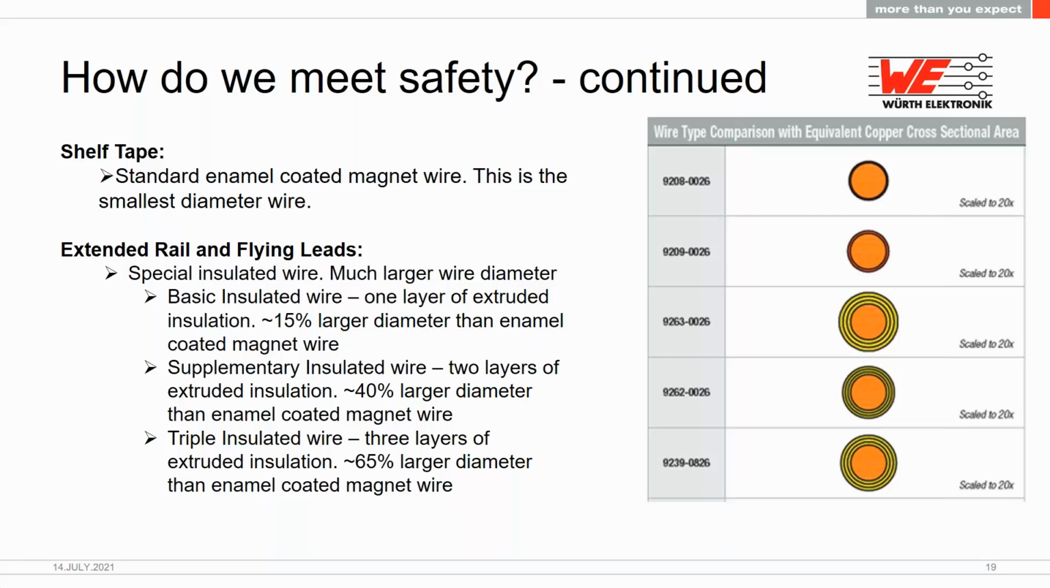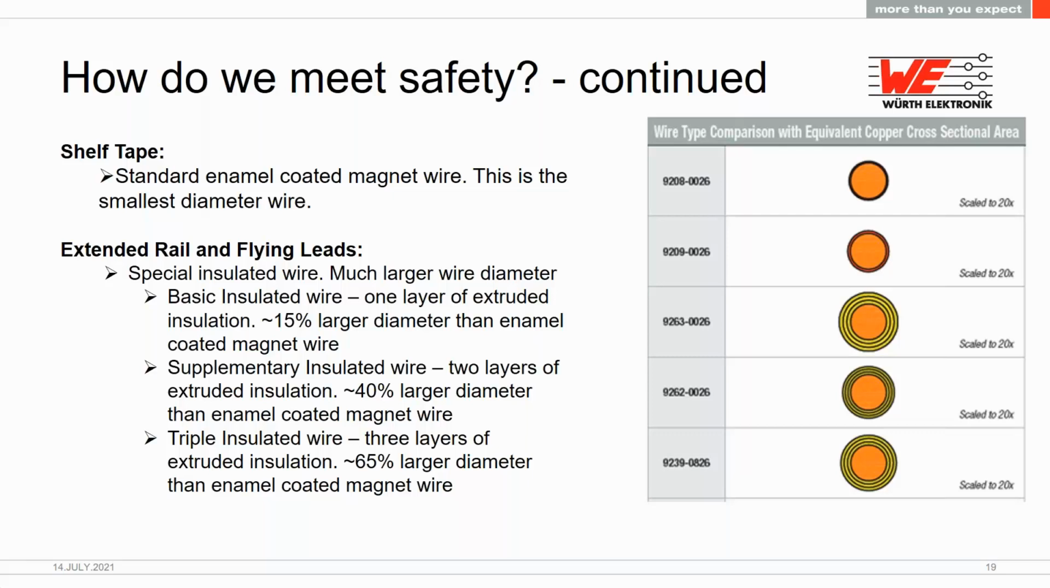I show here on this slide that a basic insulated wire may be in the range of 15% larger diameter than the equivalent enamel-coated magnet wire. As we move up to supplementary wire, we're looking at maybe a 40% increase in the diameter. And then at triple insulated wire, we're talking possibly 65% larger diameter or more.